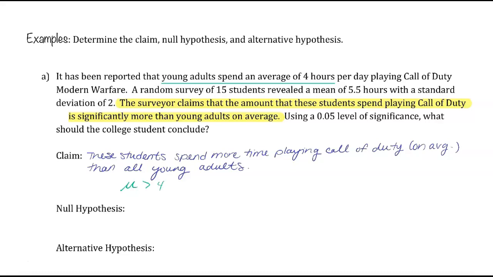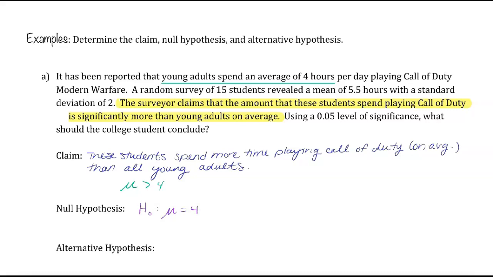The null hypothesis must be a statement of equality. We must state that the population parameter, in this case the mean, is equal to some value. With the context of our claim, the appropriate null hypothesis, H0, is that the mean is equal to 4, that there is not this significant difference from 4 hours.